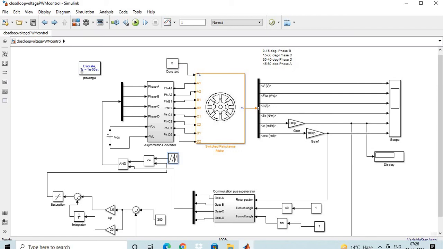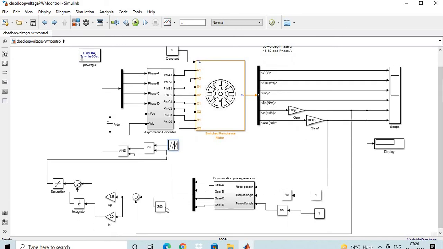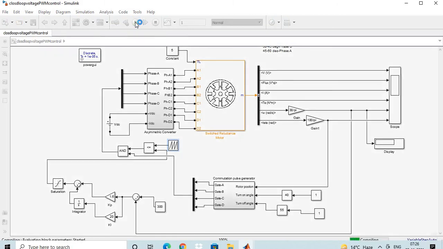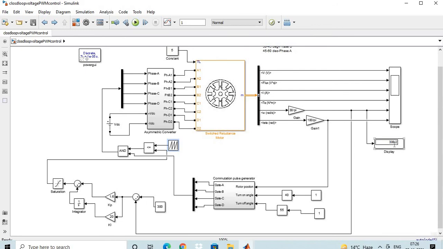So if we do the simulation, we'll get the speed. For example, suppose we want to control the speed to 300 rpm. We do the simulation, and then we'll get the results, and in those results we can observe the voltage, flux, current, torque, speed, and angle as outputs. Here we can say that speed is getting up to 300 rpm, because we have given the reference speed of 300 rpm.